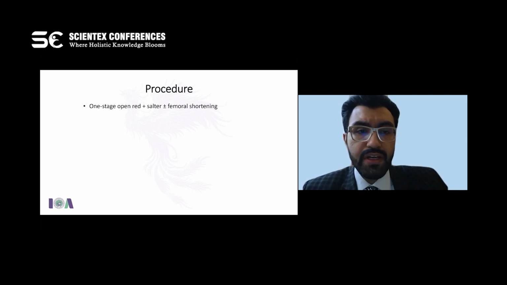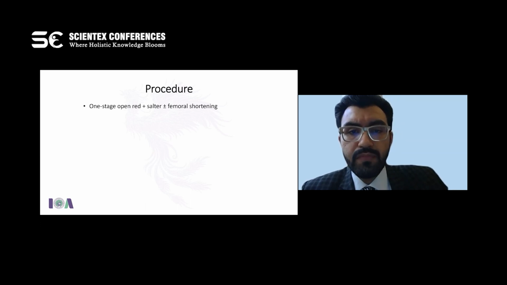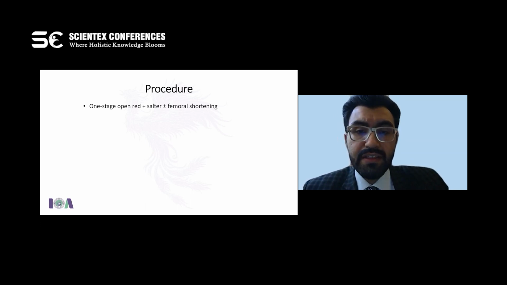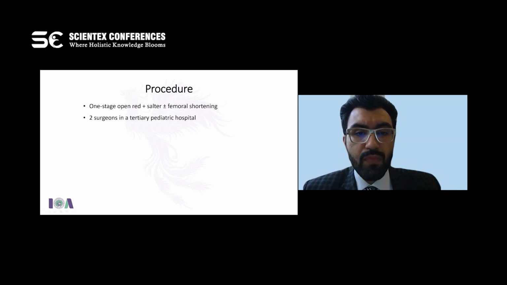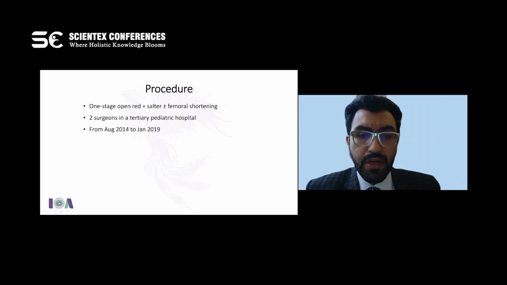The procedure consisted of a one-stage open reduction of the hip joint plus Salter osteotomy for all children as they were all more than 18 months old. And in some cases, if needed, the surgeon would perform femoral shortening osteotomy. In none of the cases was femoral derotational osteotomy needed. Two surgeons performed all surgeries from August 2014 to January 2019.